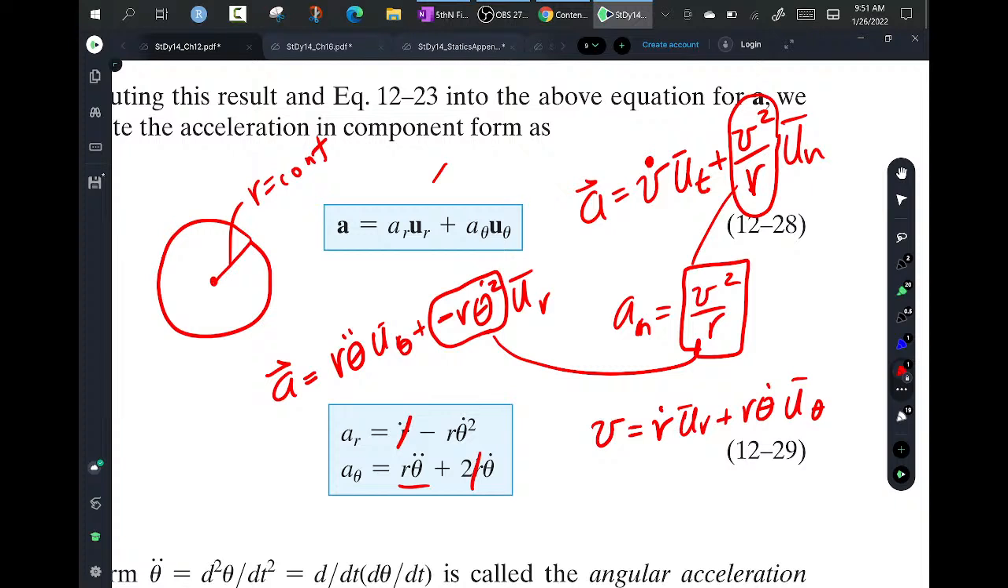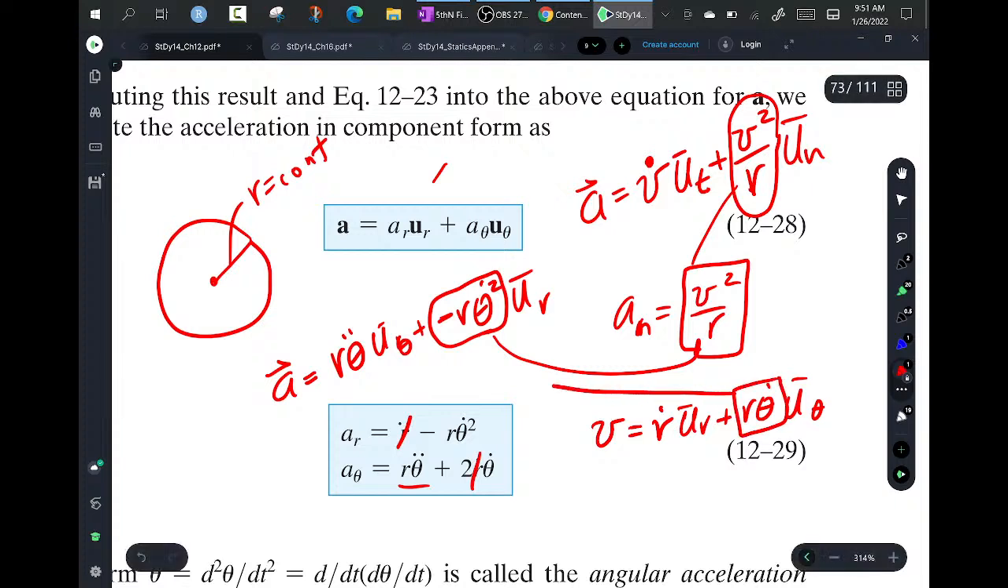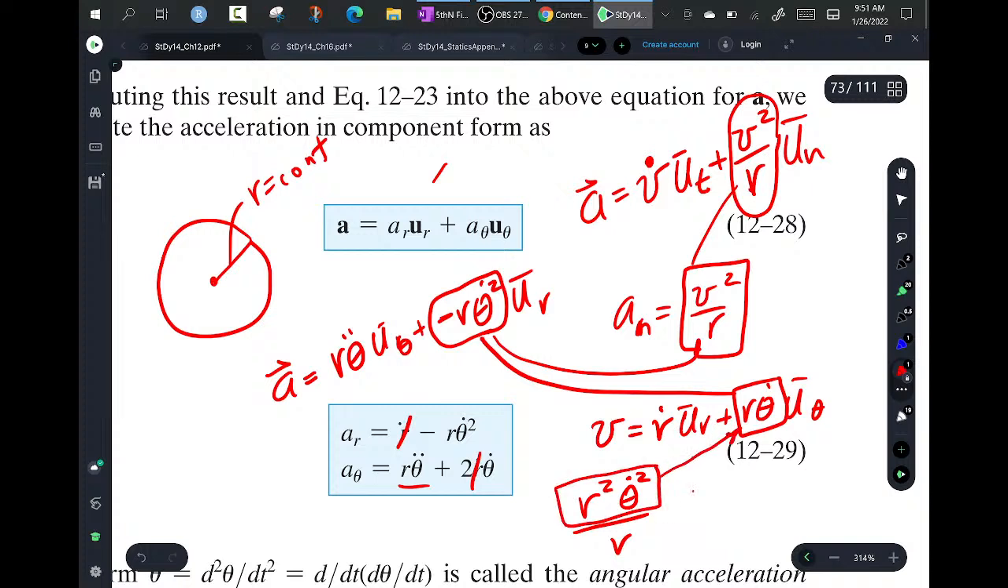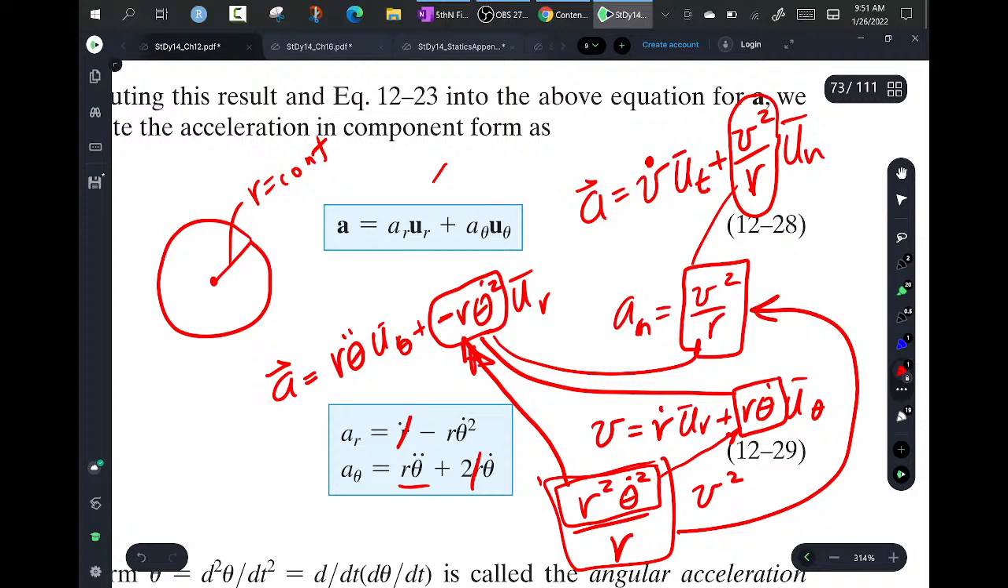Now, let's stare at this and then stare at this and say, can't I do this, r squared theta dot squared over r? Now this upper term, according to this, is nothing more than v squared. And if you compare these in a numerical value, you'll realize I put the r on the bottom, and this term totally is that term. But it's also that term. They're both the same. They're exactly the same.